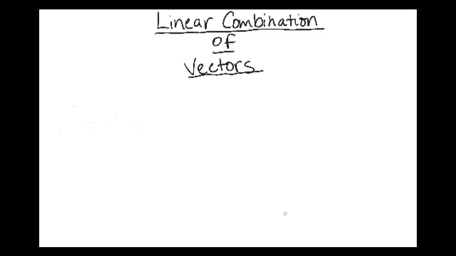Today we're going to be talking about the concept of linear combination of vectors. When taking linear algebra or matrices, you might be asked to determine whether or not a given vector is a linear combination of other vectors. What does that mean? Well, that basically means that some vector u can be rewritten as a combination of different vectors.